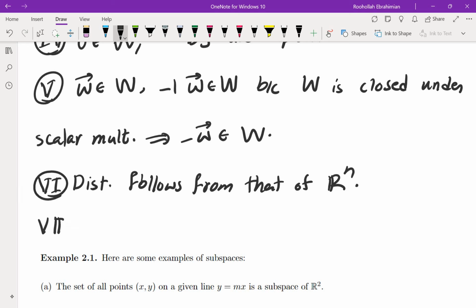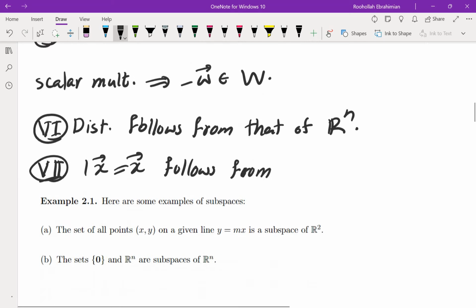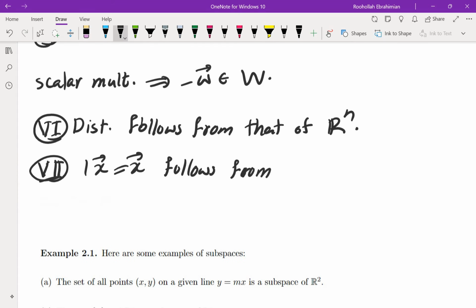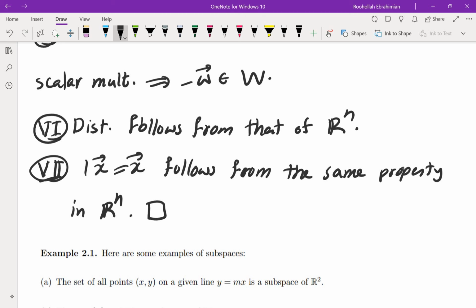And finally, the last thing is the identity: 1 times X equals X. This also follows from the same property in Rn. So really the only things I need to show are those three things. It is closed under addition, closed under scalar multiplication, and it contains the zero vector.